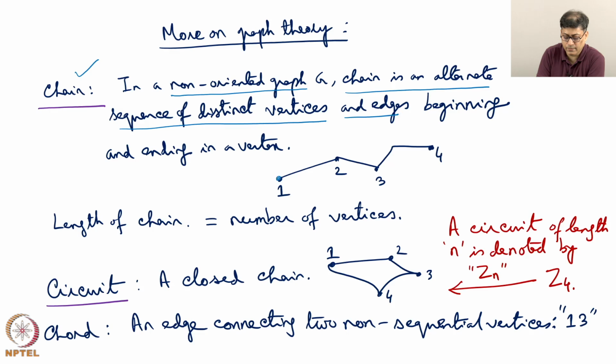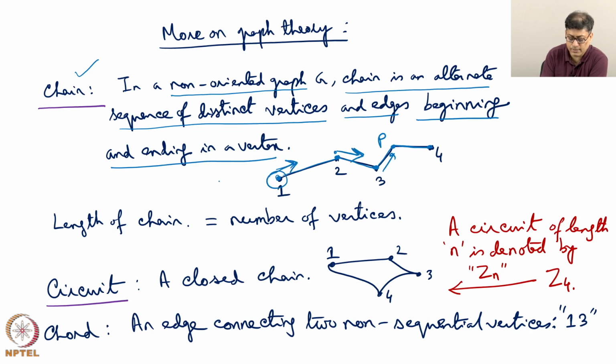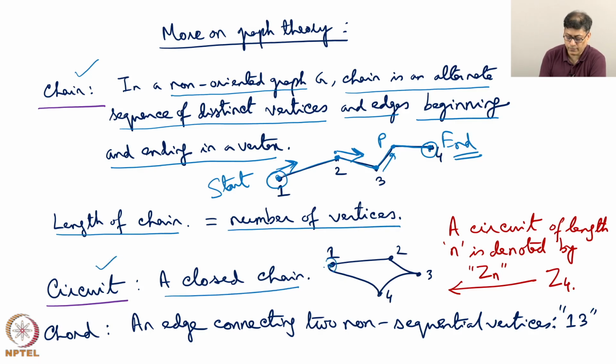So, here a distinct vertex and a distinct edge, one vertex and one edge. If you move, then from here one vertex, another edge, from this vertex another edge, and from this vertex another edge, and then it stops. It begins and ends in a vertex. Let us say in this movement I have given this blue arrow, this is the start and this is the end. Now, we use another term, length of chain. What is that? The number of vertices in a chain. What is a circuit? It is a closed chain. So, if I start from here and move, I will finally come back to the same vertex.